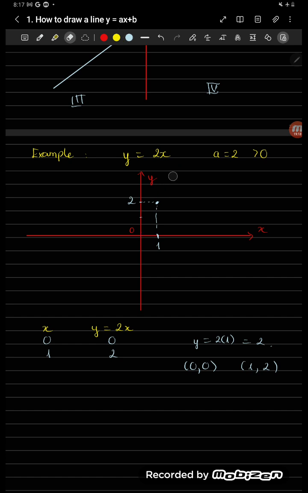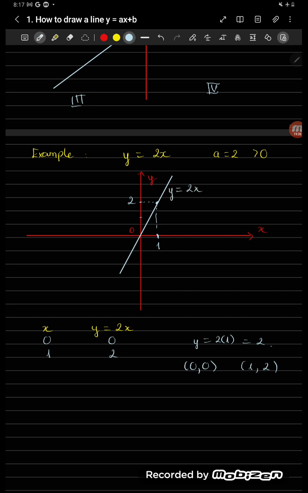I think my drawing is not good enough. Let's see. Okay, now it's good. So here is the line y equal to 2x.